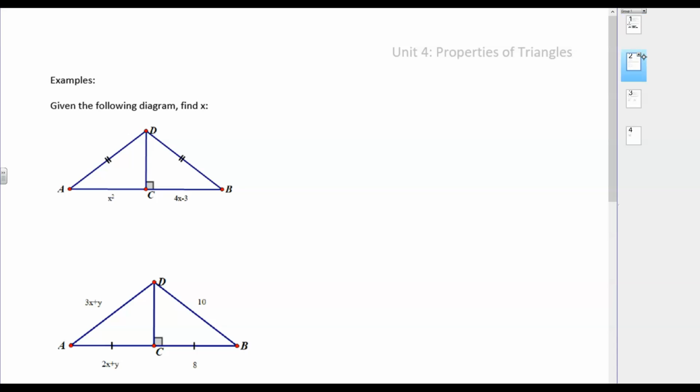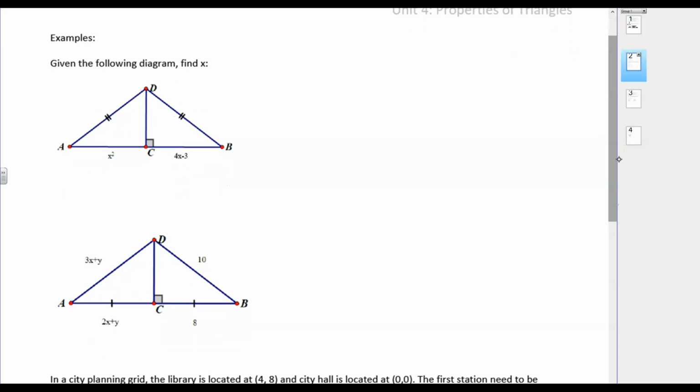So, moving right along, let's look at some examples of how we can solve this. This is that converse example. I'm given that AD and BC are equal and that angle C is 90 degrees. Therefore, I can conclude that AC and BC are congruent because D must lie on the perpendicular bisector. Therefore, DC must bisect segment AB.